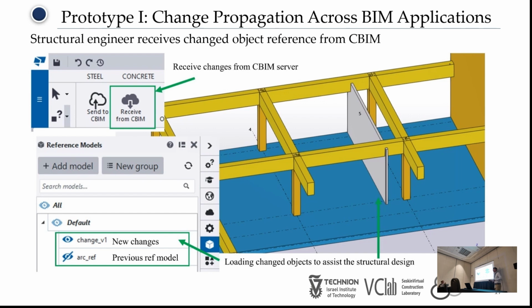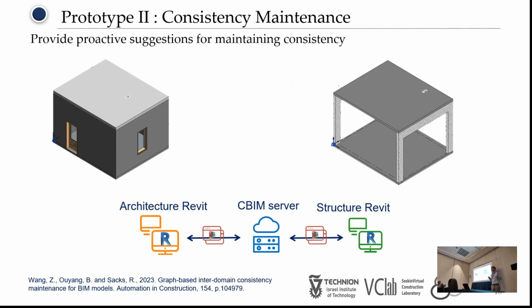Let me show you another prototype. The first prototype only showed you geometry change, and now we are going to show you consistent maintenance, how we can use graphs to even provide some proactive suggestions to help you maintain the consistency of the models. There is a project with an architecture model and a structure model, and this model has been linked well in the cloud server. We even generate constraint relationships.